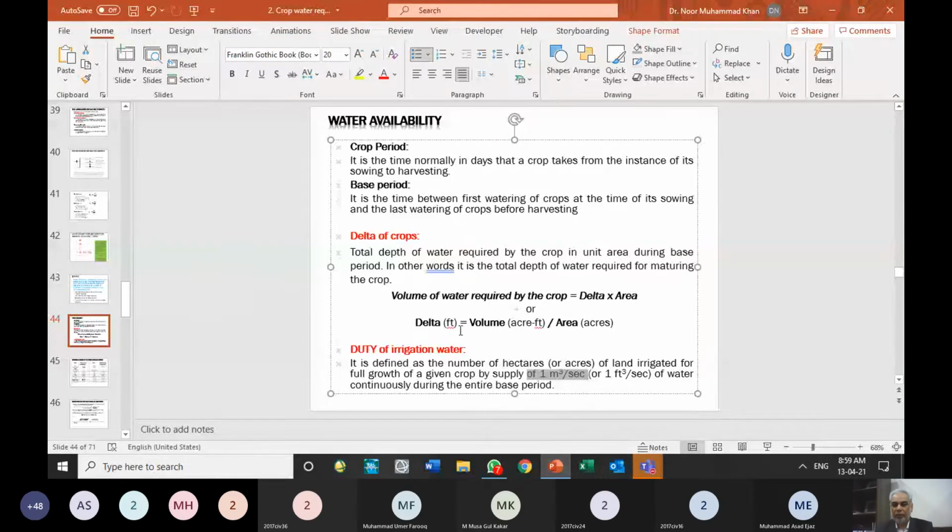So if we apply water continuously for the whole base period equal to 1 cubic meter per second, how many hectares can we irrigate? That number of hectares will be called the duty of the irrigation water.